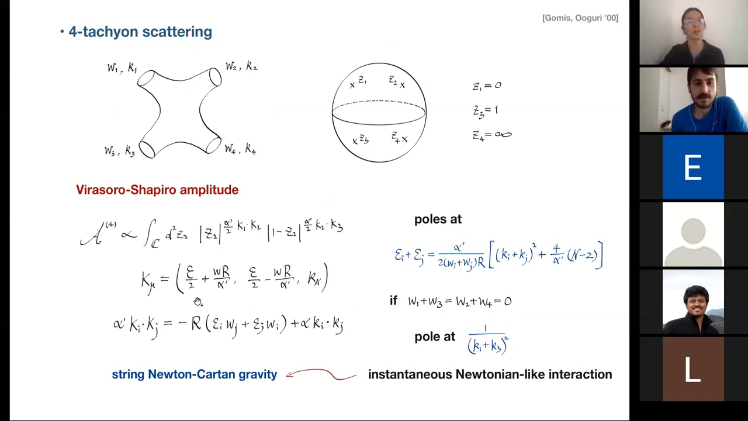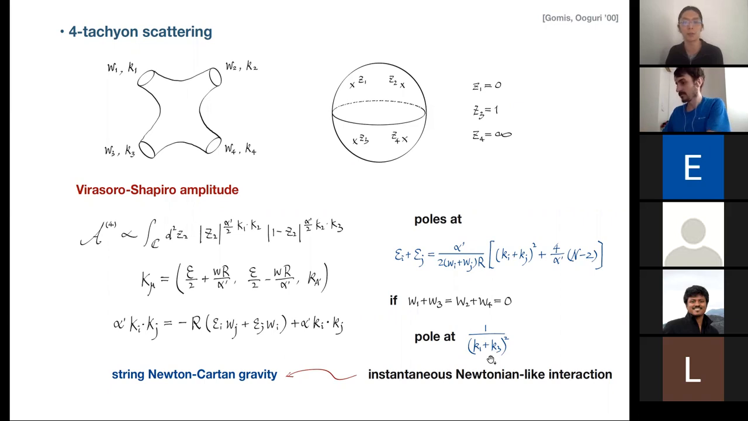But if you look at it more carefully, there's also a very special sector. That's when you preserve the winding numbers through this scattering process. In that case, the intermediate closed string states won't carry any winding number. And if you look at the amplitude, it will develop a kind of singular pole that's 1 over k squared.